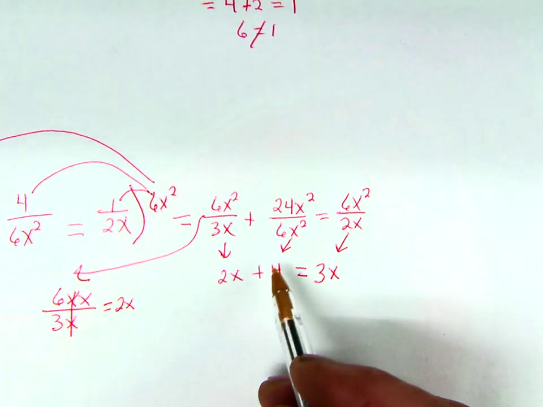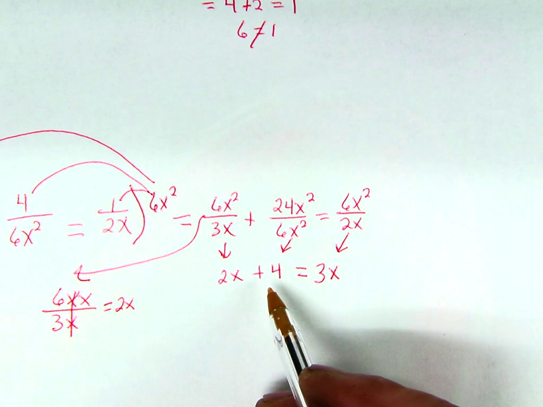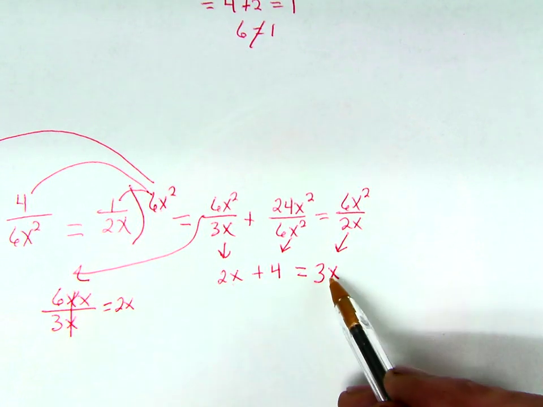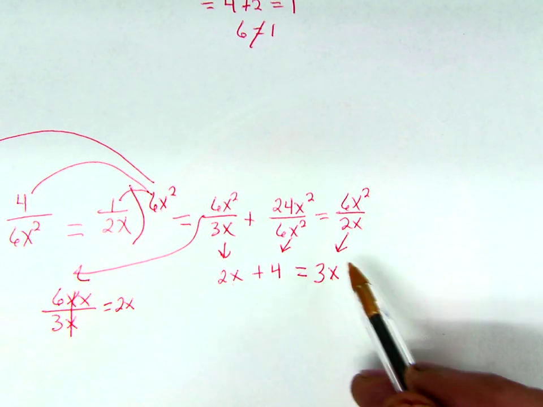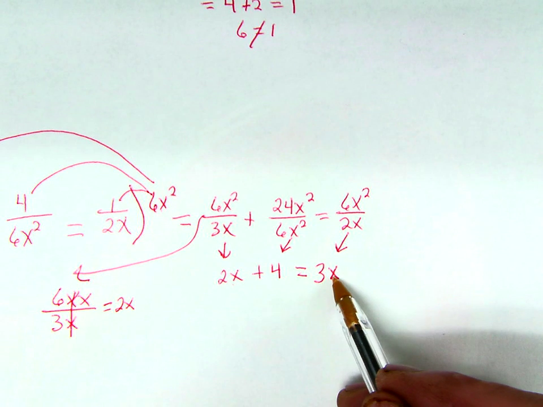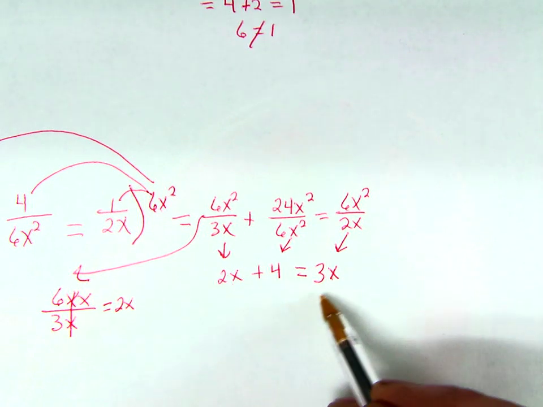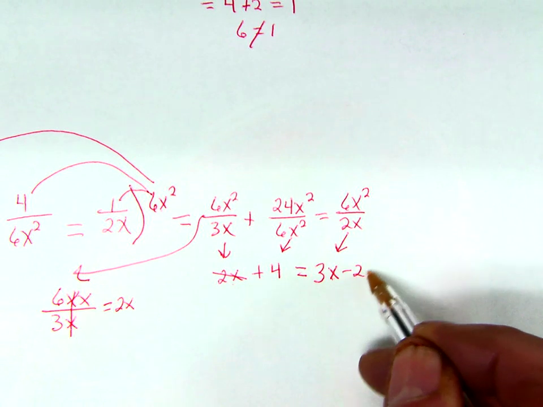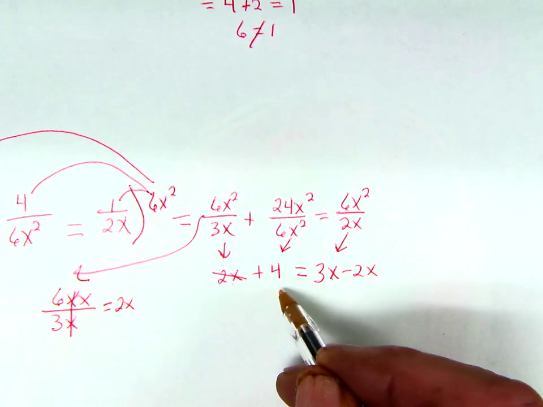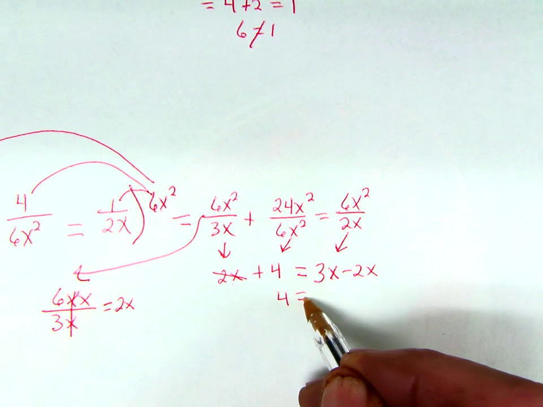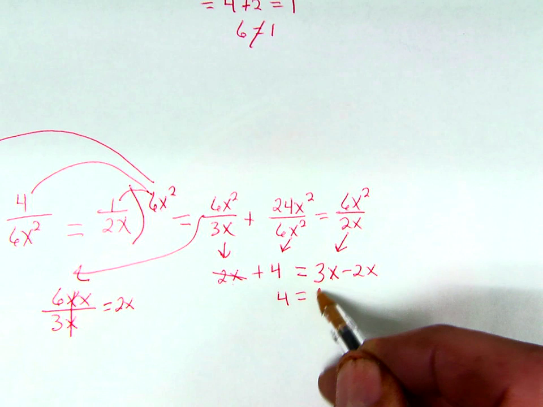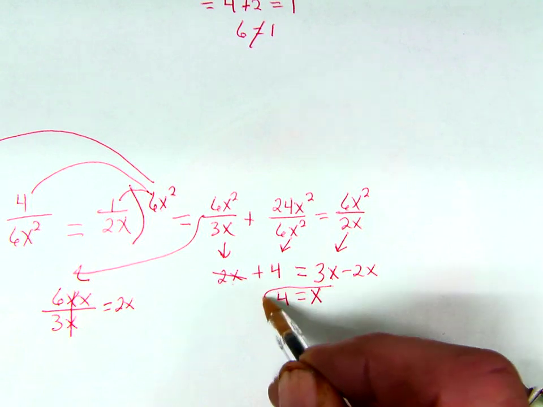Now we solve for x. Move all the x's to the same side. Well, there's 2 x's on the left-hand side of the equal sign. There's 3 x's on the right-hand side. Here's the most x's, so move these over here. I'll mark them out. I'll put minus 2x. So now 4 equals 3x, take away 2x is 1x. There's the solution.